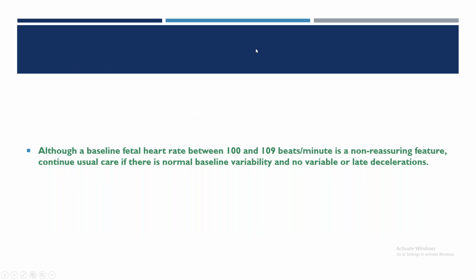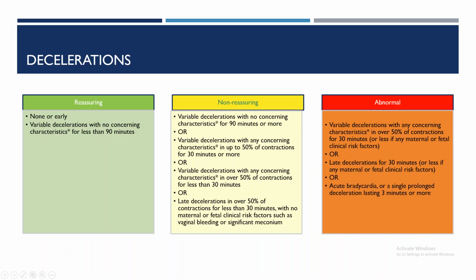Ma'am, can I ask? Yes. Ma'am, that variable deceleration, where will 50% fall? If it is up to 50 and it is more than 50, so 50% will fall in which? 50 is included in non-reassuring. More than 50 becomes abnormal. Okay, the 50 figure is included in non-reassuring. Okay. Anyone, do you have any problem?